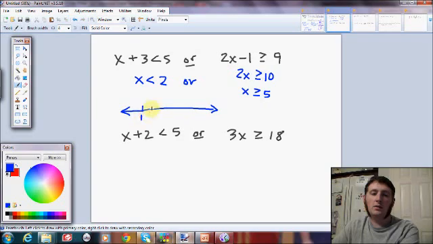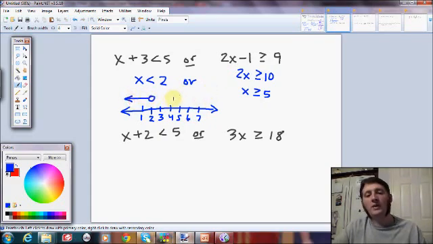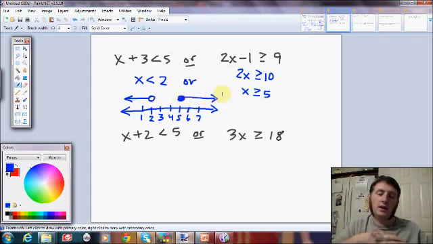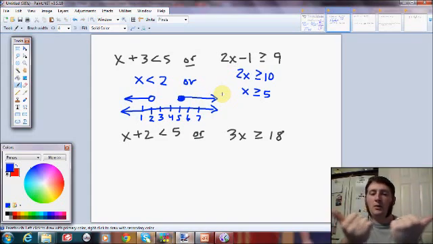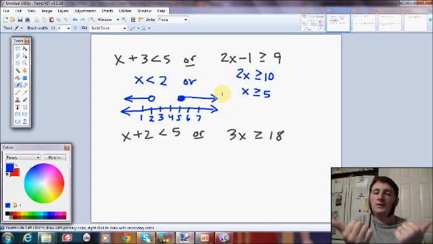1, 2, 3, 4, 5, 6, 7. Let's see, x is less than 2 would be open pointing left, or greater than or equal to 5 would be closed and pointing right. And again, try to keep in mind that an and comes together and the ors point apart. Okay, so that's definitely an or, so we should be good.